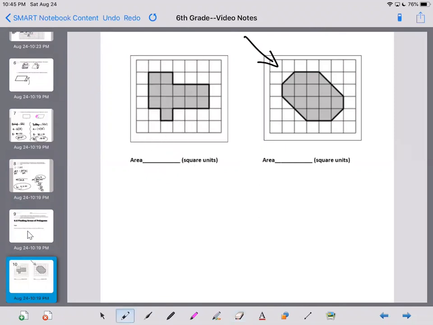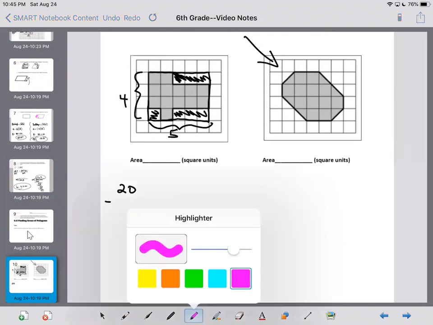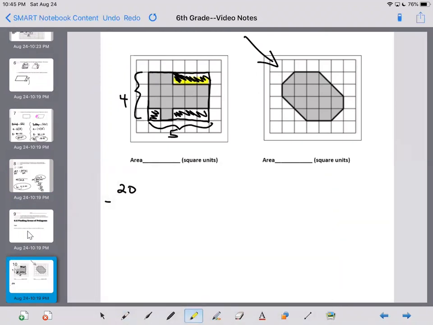Another way would be to enclose it. And you can do this method for all of your figures. And you're just trying to figure out what's the area of the entire figure. Okay, so once I enclose it, I see that this is a 1, 2, 3, 4 by 1, 2, 3, 4, 5. So that is 20 square units total. But what I need to do is subtract all of these additional pieces here.